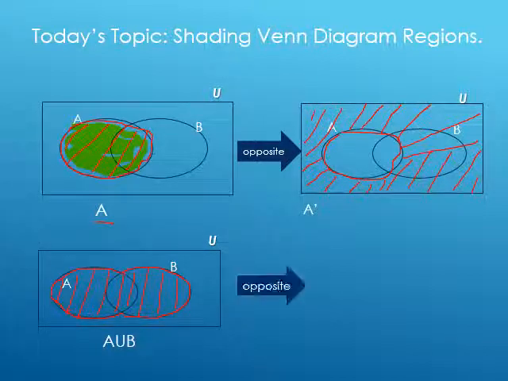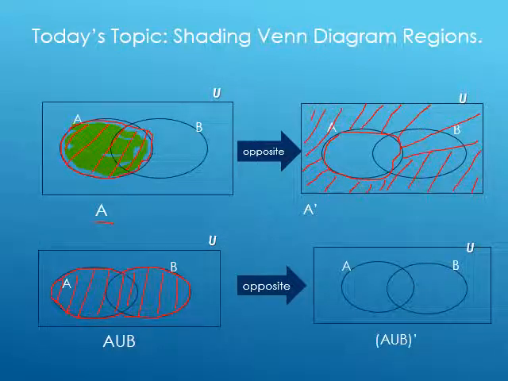Next one. Opposite of A union B. And you know that opposite of A union B means whole complement of A union B. So now you are going to shade the area outside the A union B. This is outside area. You can draw the lines, also you can shade it. The next one.